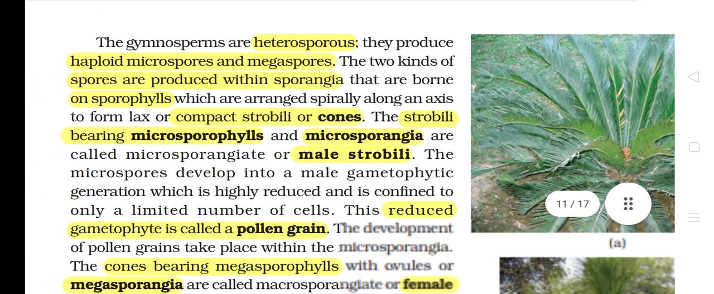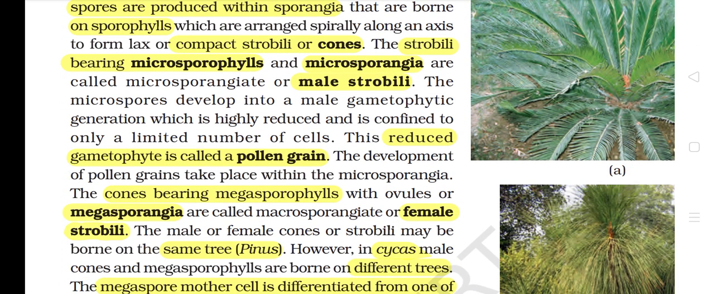The gymnosperms are heterosporous. They produce haploid microspores and megaspores. The two kinds of spores are produced within sporangia that are borne on sporophylls, which are arranged spirally along an axis to form lax or compact strobili or cones. The strobili bearing microsporophylls and microsporangia are called microsporangiate or male strobili. The microspores develop into a male gametophytic generation which is highly reduced and is confined to only a limited number of cells. This reduced gametophyte is called a pollen grain. The development of pollen grains takes place within the microsporangia.